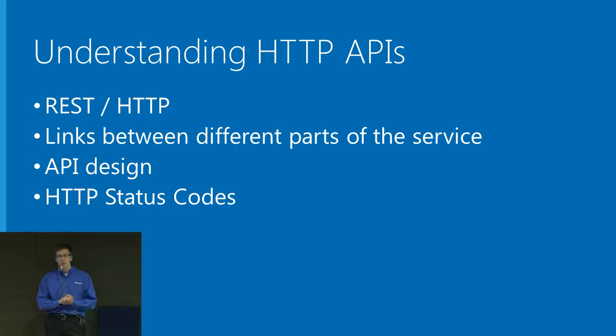Okay, links between different parts of the service means that when you are publishing an API, it could be that you simply need one or two functions. But when your application and so the API that you are publishing is going to expand, then it might be beneficial to start to think how the different parts of the API are going to fit together.